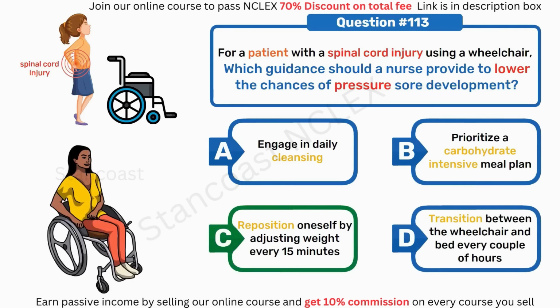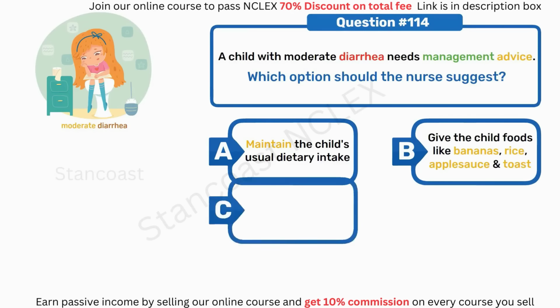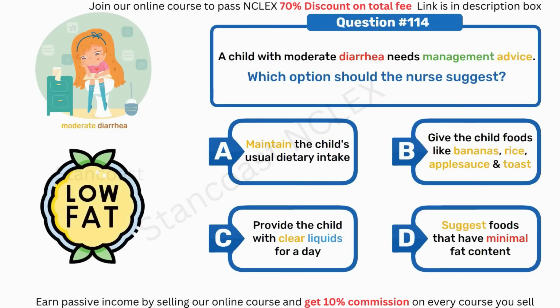A child with moderate diarrhea needs management advice. Which option should the nurse suggest? A. Maintain the child's usual dietary intake. B. Give the child foods like bananas, rice, applesauce, and toast. C. Provide the child with clear liquids for a day. D. Suggest foods that have minimal fat content.